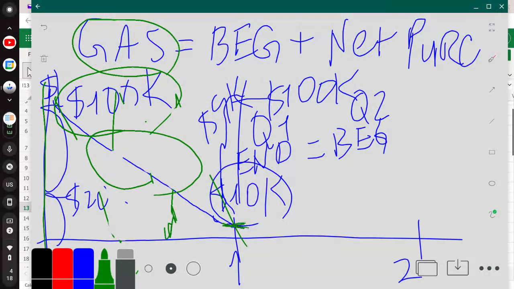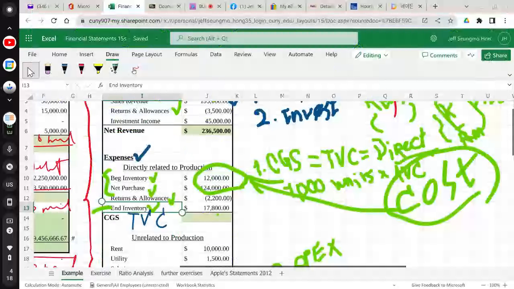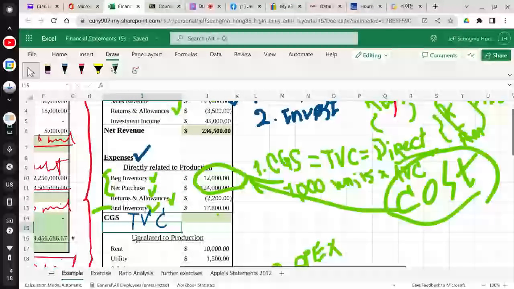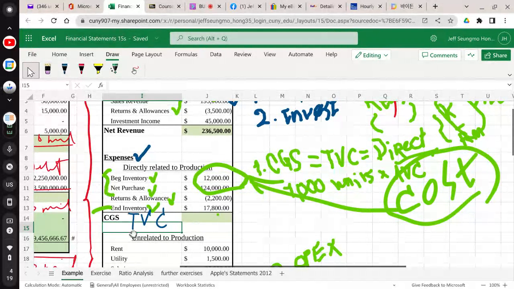So the order, the chronological order, should be beginning inventory, net purchase, and CGS, and then lastly there should be ending inventory at the bottom, right? That's the chronological order. That's how it happens chronologically. But why is it switched? Why is the order of the ending inventory and CGS switched?